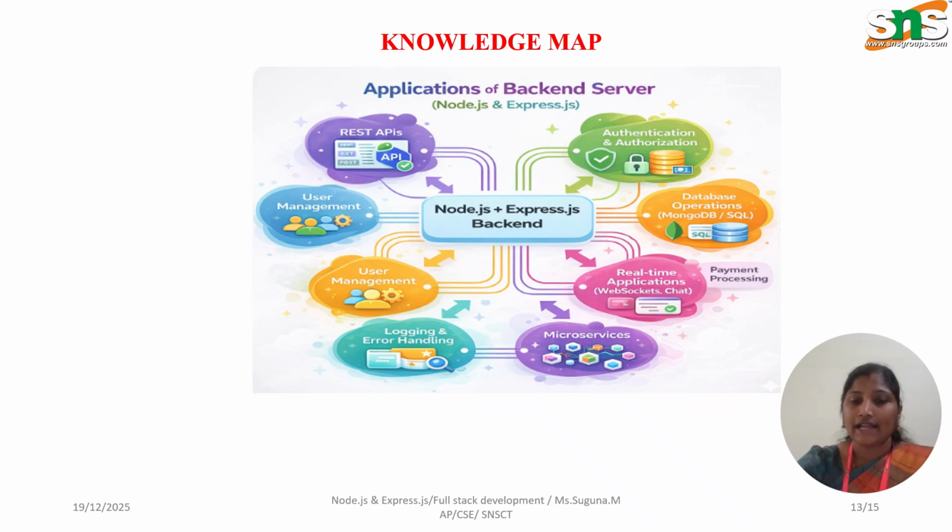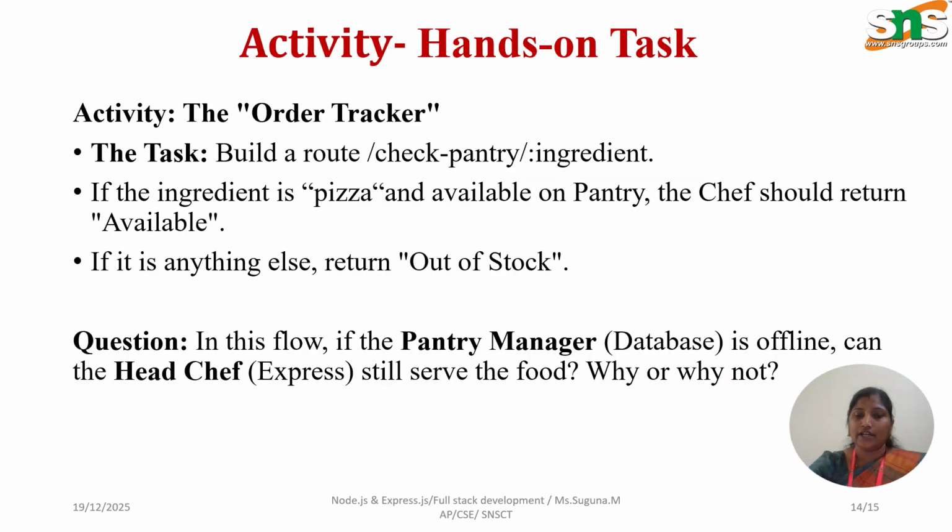Now a small hands-on activity I will give you is to build an order track system. In this order track system, you have to create a route which is check pantry for an ingredient. If the ingredient is pizza, then you have to return available. Otherwise you have to return out of stock. So just think about this question.